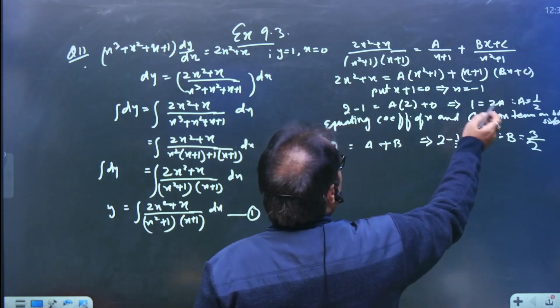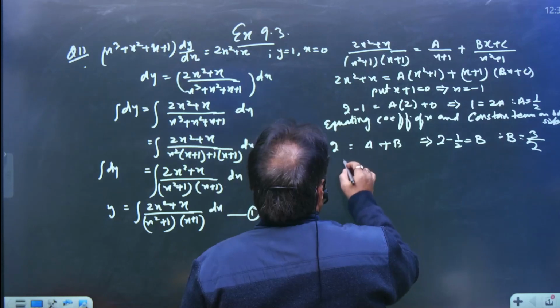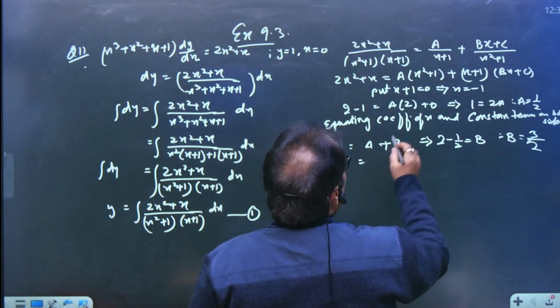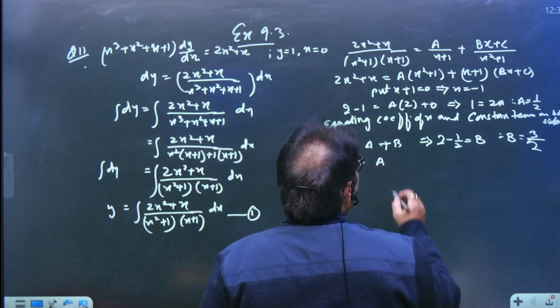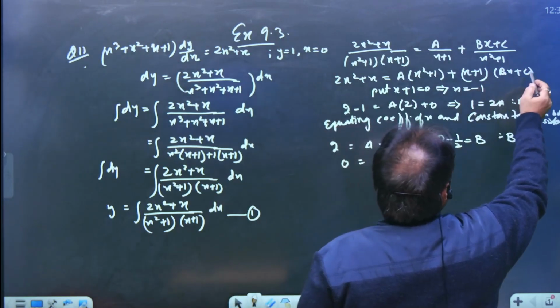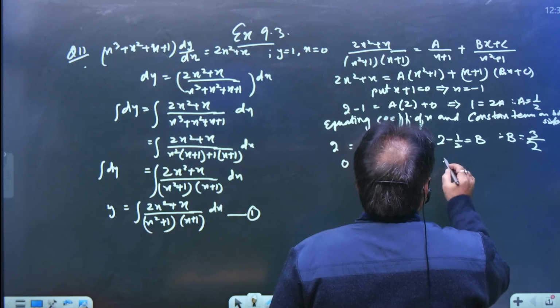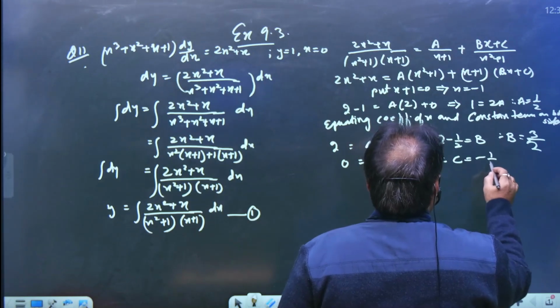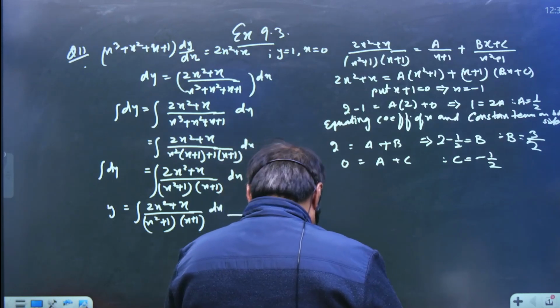Now equate the constant term on both sides. On the left hand side there is no constant term, so it is 0. On the right, the constant term is A times 1, that is A, plus 1 times C, that is C. The value of A we already calculated, so the value of C is -1/2. So we got the values of A, B, C.